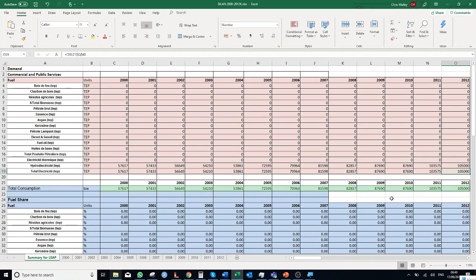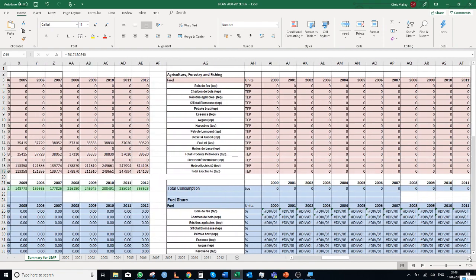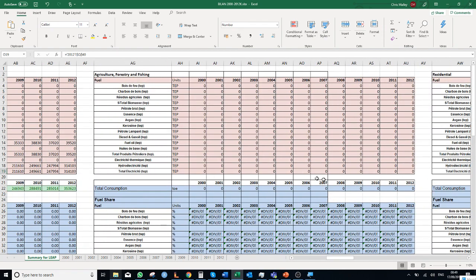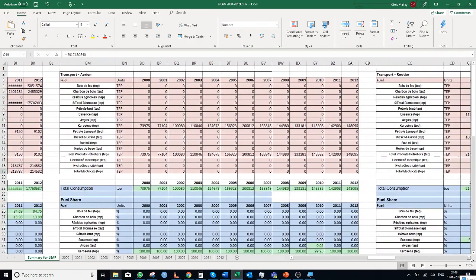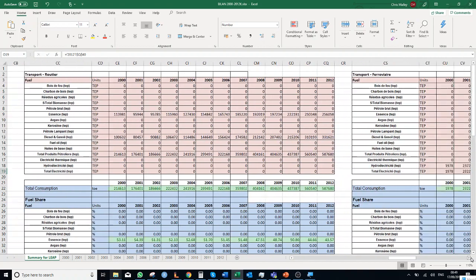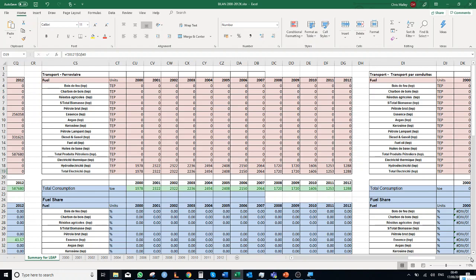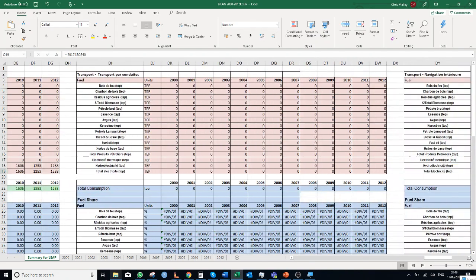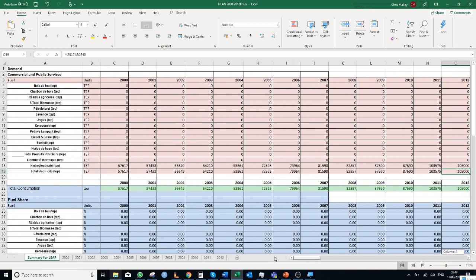And I've done that for commercial and public services, for industry, for agriculture and forestry and fishing where there was no energy consumption included, for the residential sector, for air transport, for road transport, for rail transport, for other transport, and for domestic shipping, taken the energy consumption of all different types of fuels.